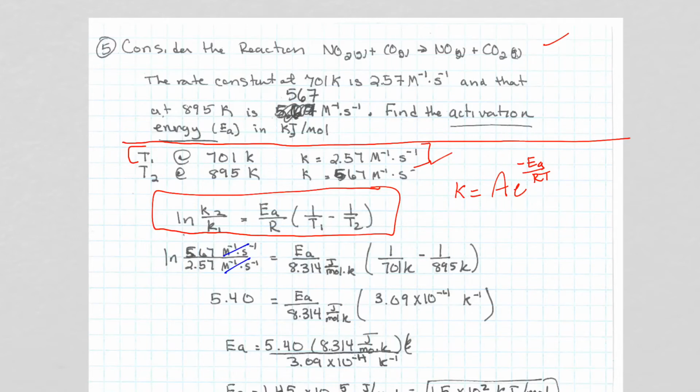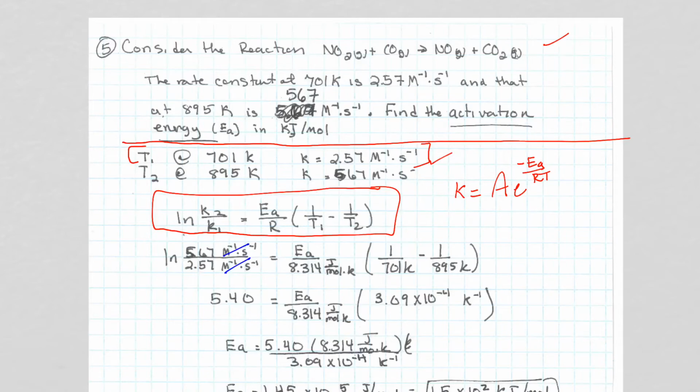So now it's just a little bit of rearrangement. We can divide both sides by 3.09 times 10 to the negative 4, so bring it over here. We can then multiply both sides by 8.314. That cancels both of them out on the right side, and brings them over to the left side.